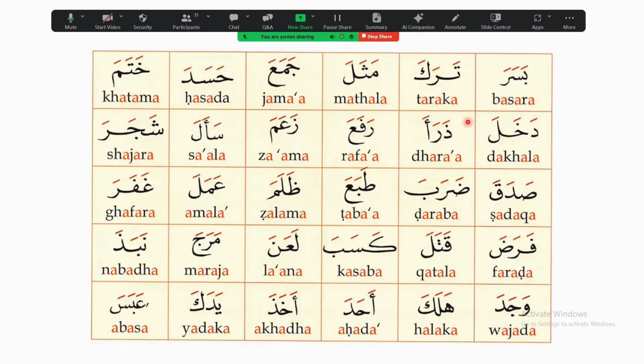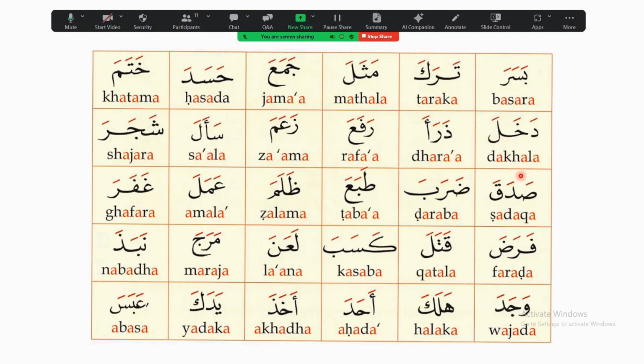Basara, taraka, mathala, jama'a, hasada, khatama. Right? You are supposed to practice like this. First, you will do the individual words, this one, this one, this one, and then you will just say them together in a row as well. You can just practice like this as well, right? You can say ba fatha ba, sin fatha sa, ra fatha ra, basara. That is another way to practice as well. So ta fatha ta, ra fatha ra, ka fatha ka, taraka. You can practice like this as well.